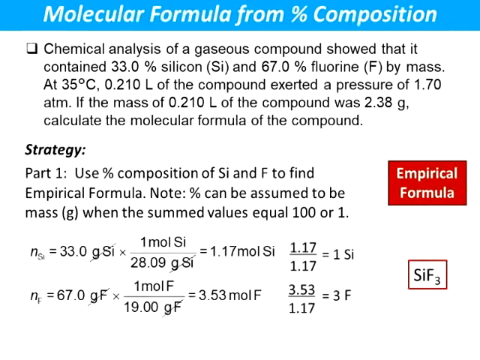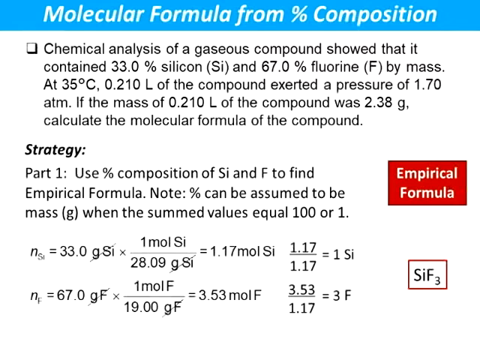So let's proceed, first by finding the empirical formula. To find the empirical formula, we know that we must have moles. We must get our grams converted to moles. Therefore, we start with the moles of silicon. The moles of silicon will equal 33.0 grams of silicon. We do a dimensional analysis, a conversion of grams to moles using 28.09 grams of silicon per 1 mole of silicon, and we obtain 1.17 moles of silicon.